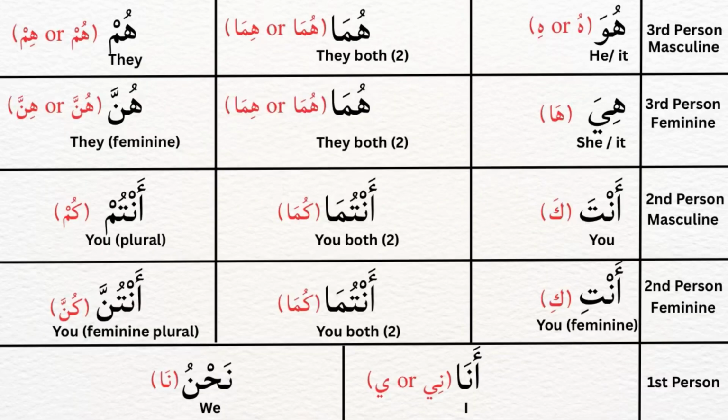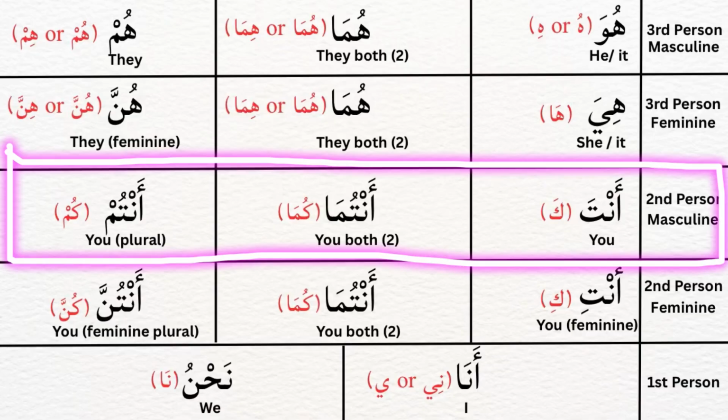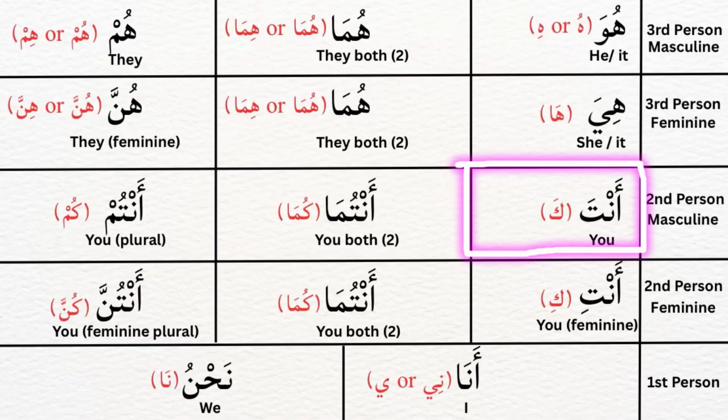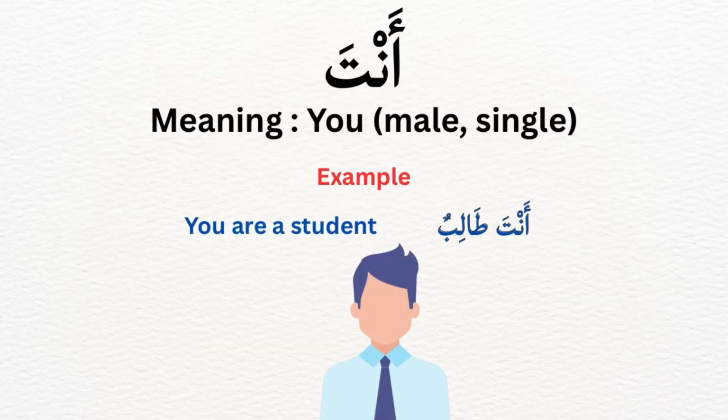Now let's go to the second person masculine row. It starts with anta. This is used when you are speaking to one male. In English, this means you, male singular. For example, you are a student: anta talibun. Anta talibun means you are a student.